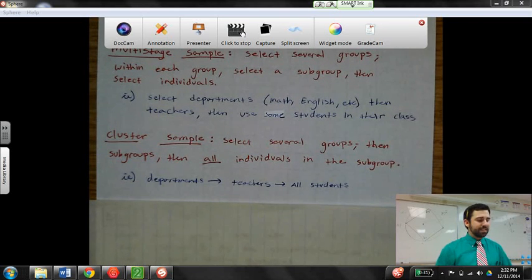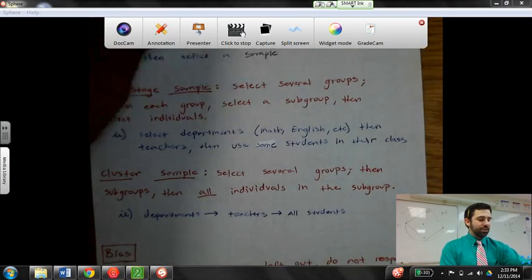The last sampling technique we're going to talk about, or method of sampling, is a cluster sample. This is where we select several groups, then subgroups, then all individuals in that subgroup. So in our last example, this is like choosing departments, the teachers within that department, and then all of the students in those classes.